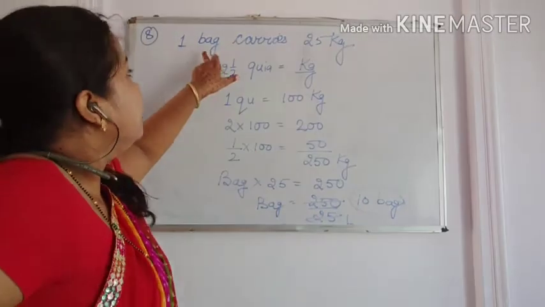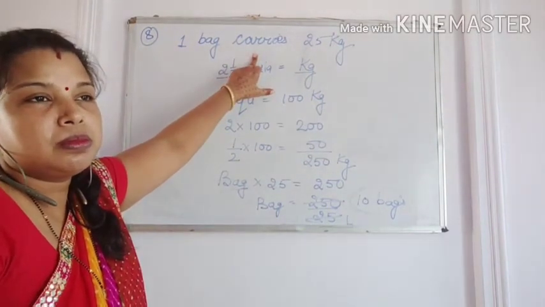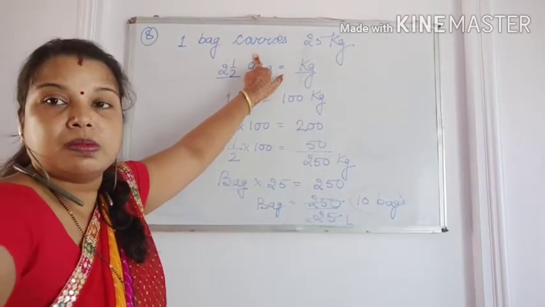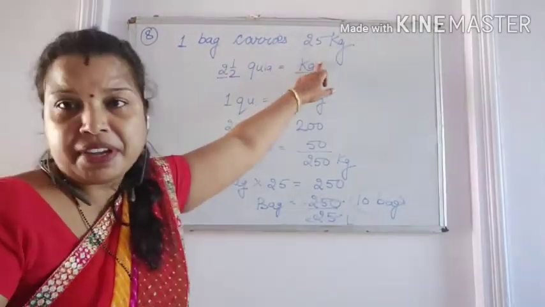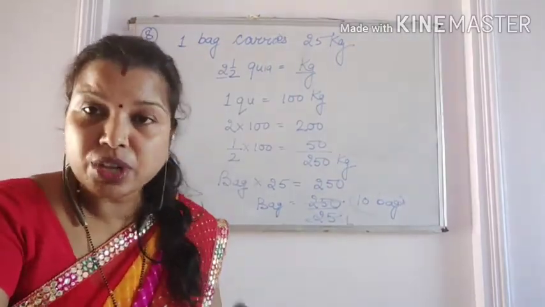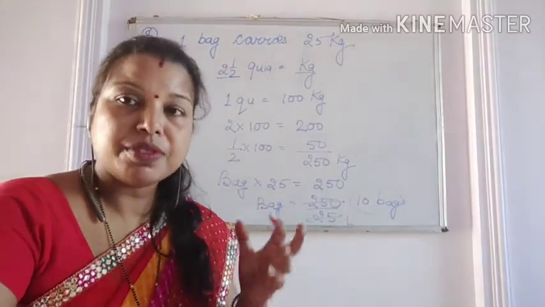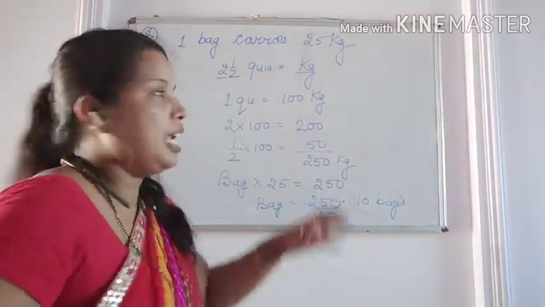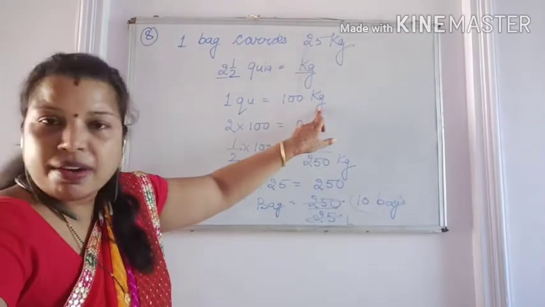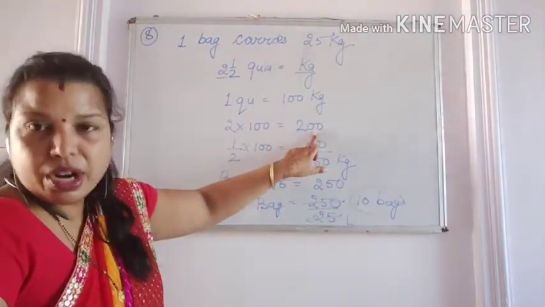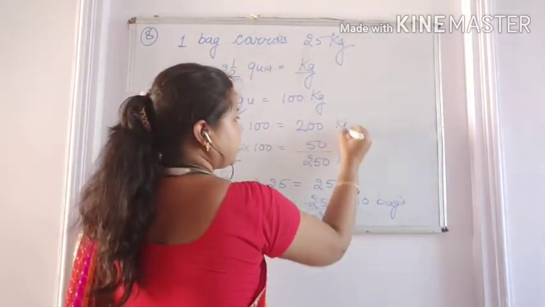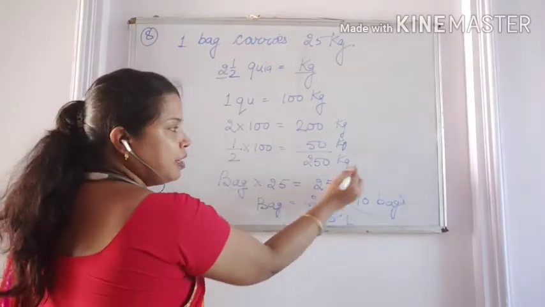Listen. देखो बेटा, here the one bag carries 25 kg. Okay, but the value is given in the quintal. So first of all we have to convert quintal in kg. So 2.5 quintal को kg में convert करना है. तो 1 quintal equals to 100 kg. तो 2 quintal कितना हो गया? 200 kg. अपने पास हाफ भी है. Add both, so 200 plus 50 it will be 250 kg.